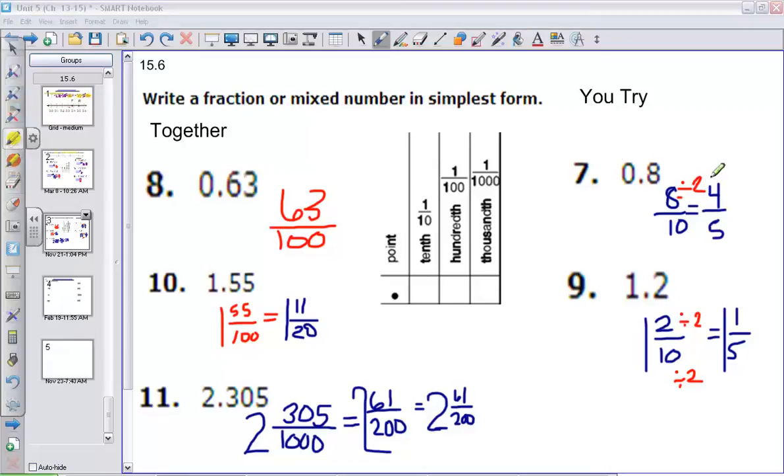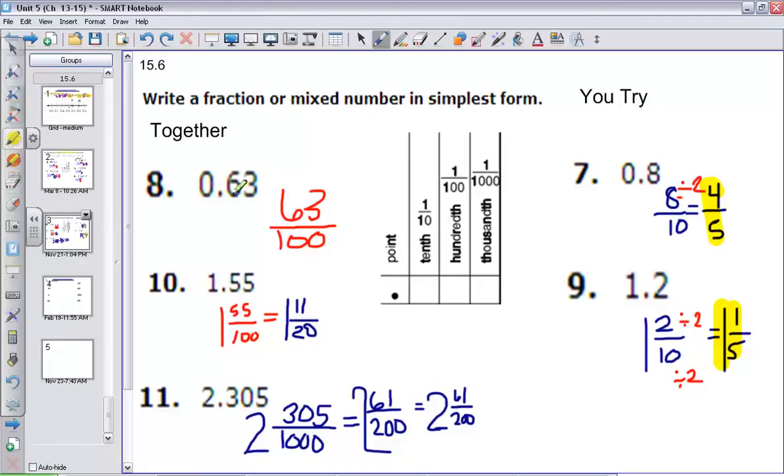Alright, let's check our answers. 0.8 is 8/10, and in simplest form that's going to be 4/5. So I divided by my greatest common factor of 2 to come up with 4/5. 1.2: first I wrote it as 1 2/10, and then my greatest common factor was 2. So once I divided by 2, I ended up with 1 1/5 as my mixed number in simplest form.